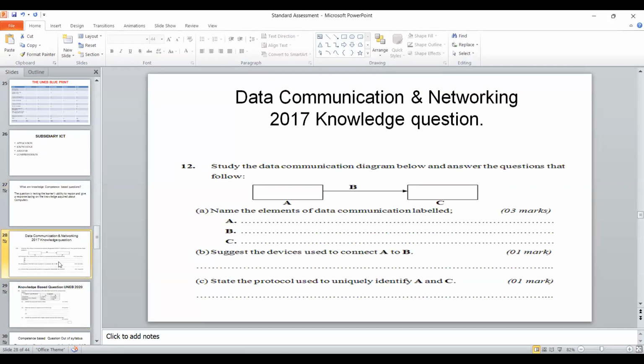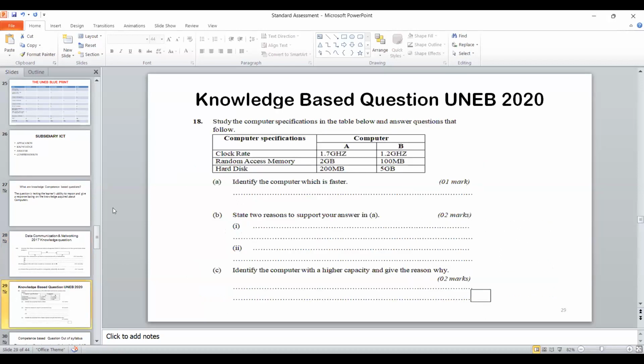Look at that question. This is a question about knowledge. It is a sample question from 2017 UNEB, in fact. They are telling you to study the diagram below and name the elements. It is now for the student to reason that when I have A, then B and C, what are those elements? Then I can have another sample. Look at this question. It requires a student to reason.